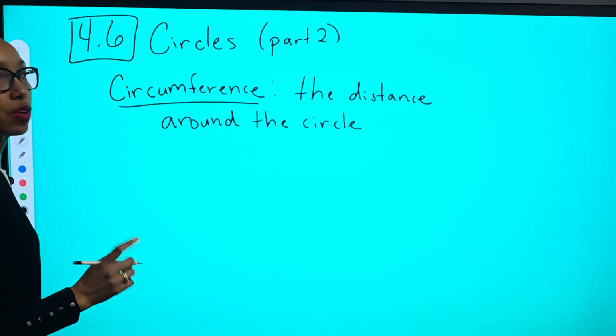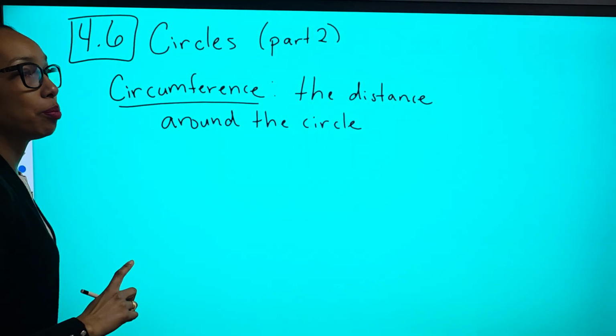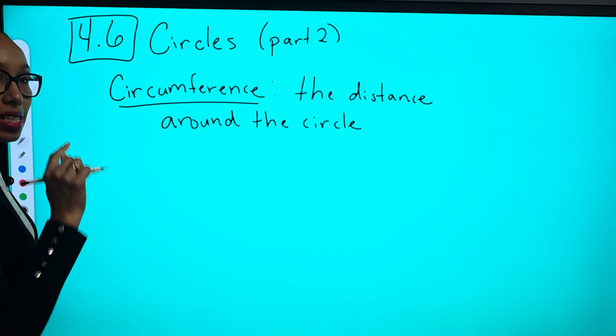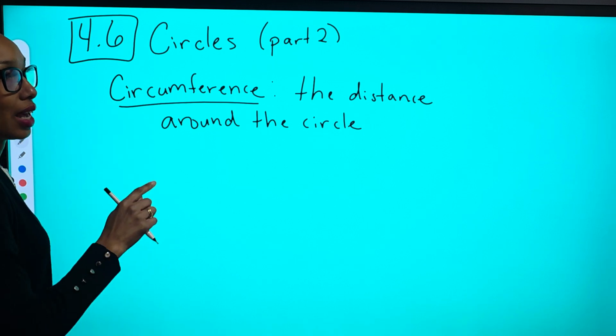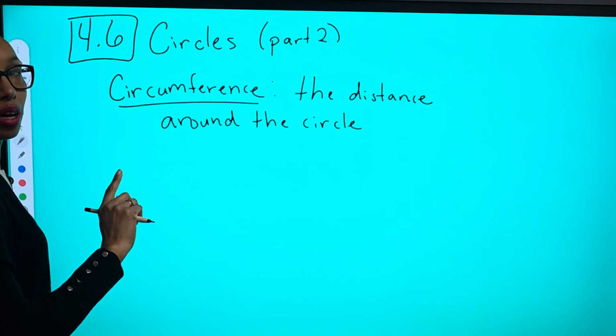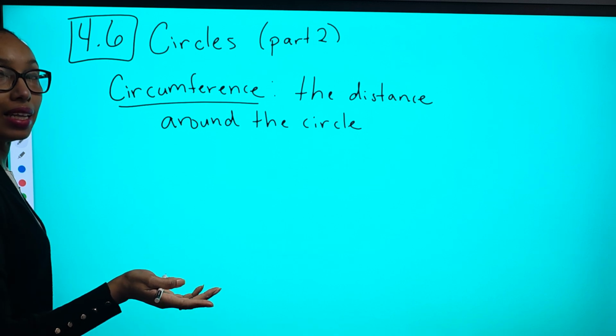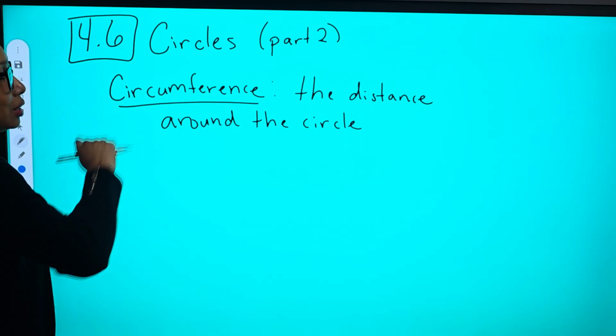All right, so on a circle, when we talk about circumference, that is the distance around the outside. For other shapes, we would have called this perimeter, but because a circle technically doesn't have sides, it just has the outer edge, it's called circumference instead. So it's still the outside distance.